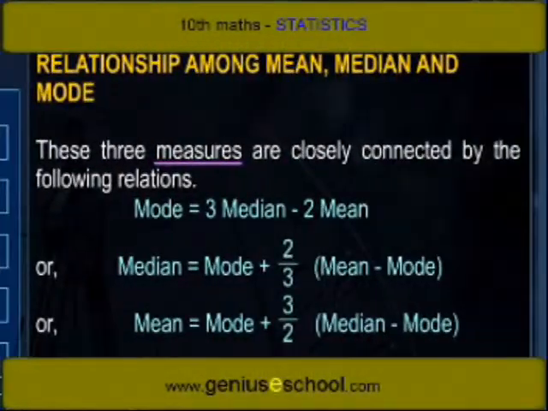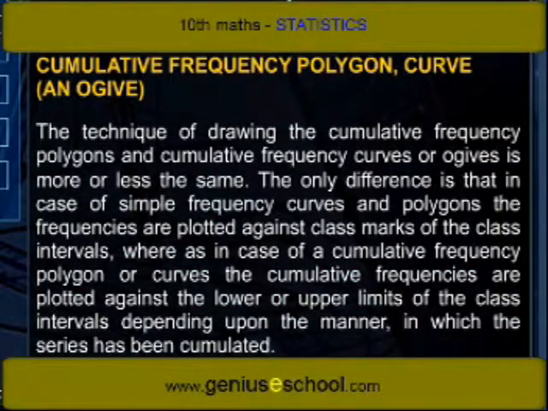Mean, median, and mode. These three measures are closely connected by the following relations. Mode is equal to 3 median minus 2 mean, or median is equal to mode plus 2/3 (mean minus mode), or mean is equal to mode plus 3/2 (median minus mode).